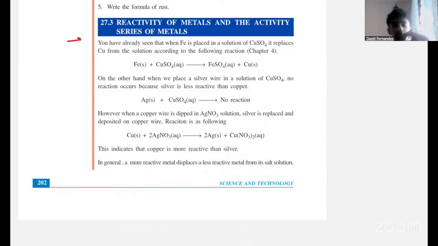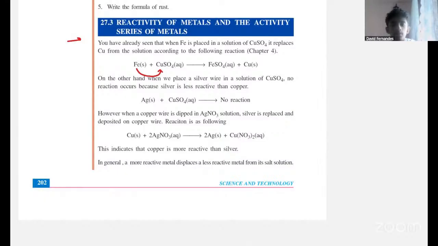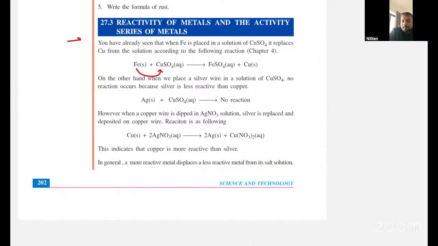You have already seen that when iron is placed in a solution of CuSO4, it replaces Cu from the solution according to the following reaction. Fe, why? David, you tell me the answer. Why? It is more reactive, more powerful than copper. That's why Fe displaces copper from its compound, making FeSO4 and Cu. Got it? Yes, Agatha, turn on the camera, please. Next, read the next part, please, David.